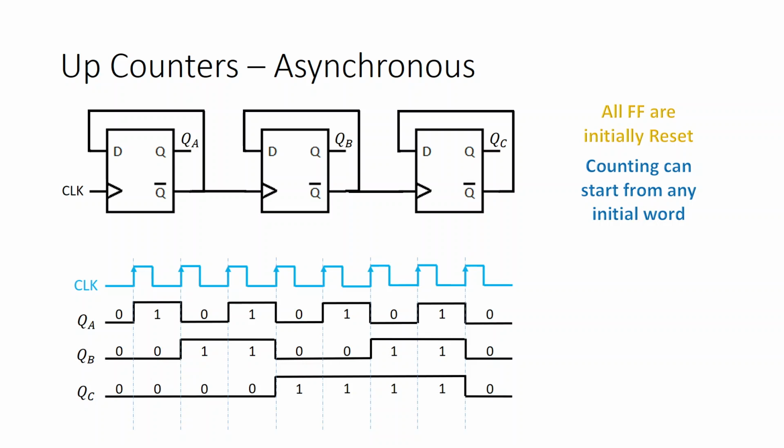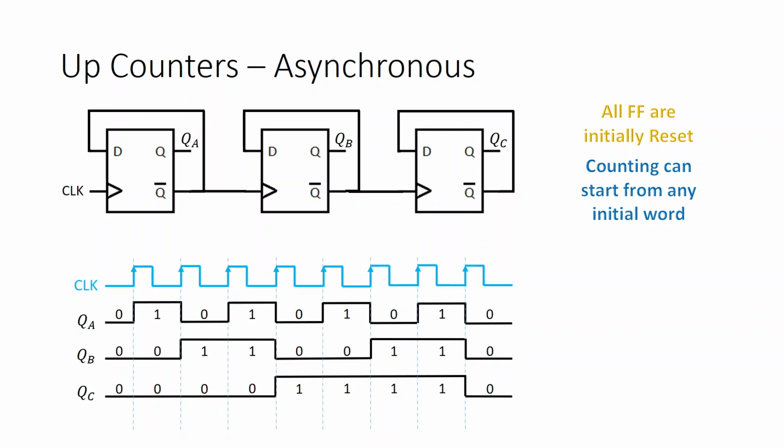So as many flip-flops as you use in the counter, that is the length of the binary word which it can count up to. Now all flip-flops can initially start from reset, or it can start from any initial word, it doesn't matter. As you will understand after analyzing the circuit, you can basically start from any given word. However, here we would start from 0, 0, 0 for the analysis purpose. So initially the flip-flops are reset.